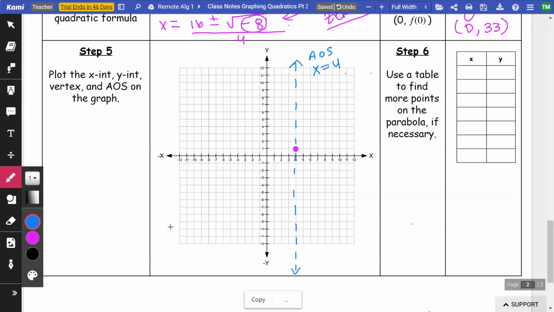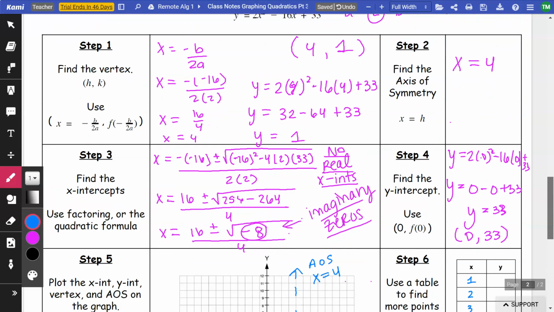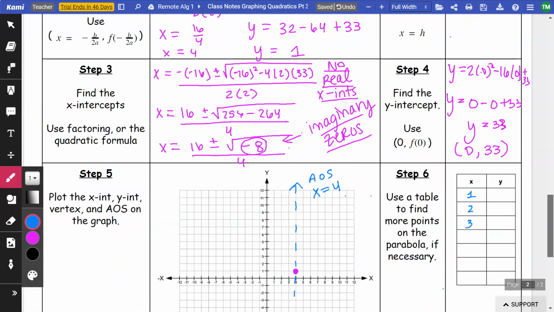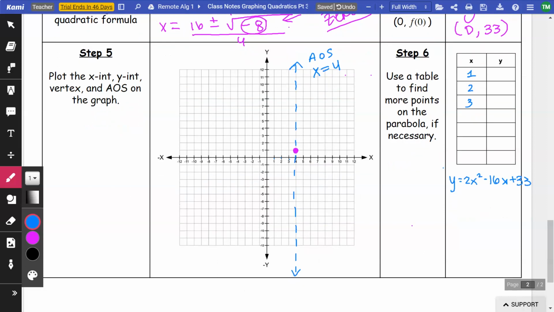So we need to plug in some values to help us out. So why don't we plug in x equals 1, 2, and 3. So these x values, and then we'll just reflect those points across our axis of symmetry. So I'm just going to remind myself what the equation is: 2x squared minus 16x plus 33. Okay, so now we're going to plug in 1 for x and see what we get for y.